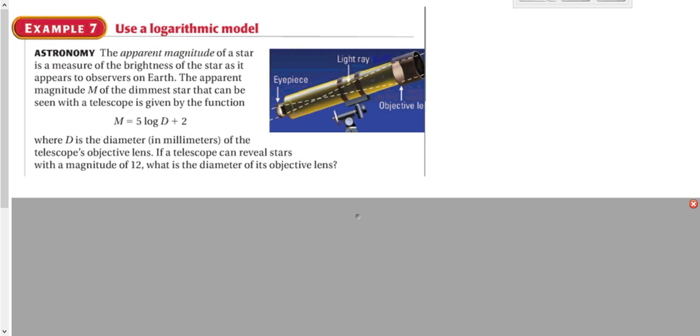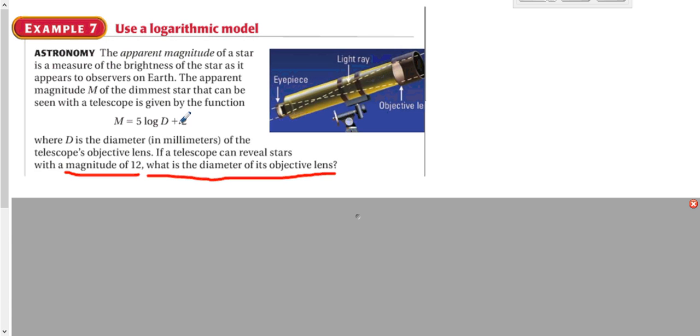Okay, first thing we want to do is ask ourselves, what is this problem asking us to find? So I'm going to go ahead and highlight that right now. It's asking us what is the diameter of the objective lens of a telescope. And to find this, they tell us that it reveals that the star has a magnitude of 12, and it also gives us a function.